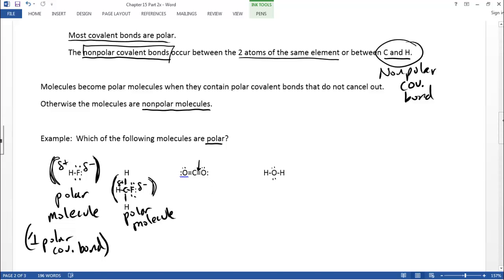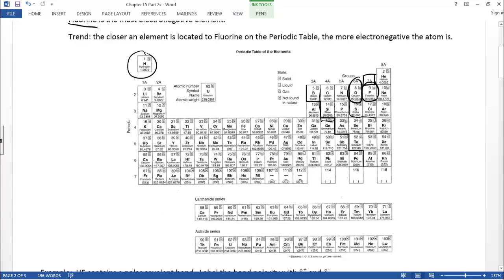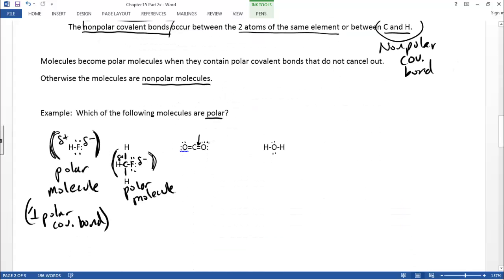Let's go to the periodic table. Oxygen is right next door to fluorine. Carbon's farther away. And so oxygen being close to fluorine, it's more of a bully. It's also very electronegative. Carbon's farther away, less electronegative. So this top bond is a polar covalent bond. Oxygen is more electronegative than carbon. Carbon's slightly positive. Same is true for the bottom bond.